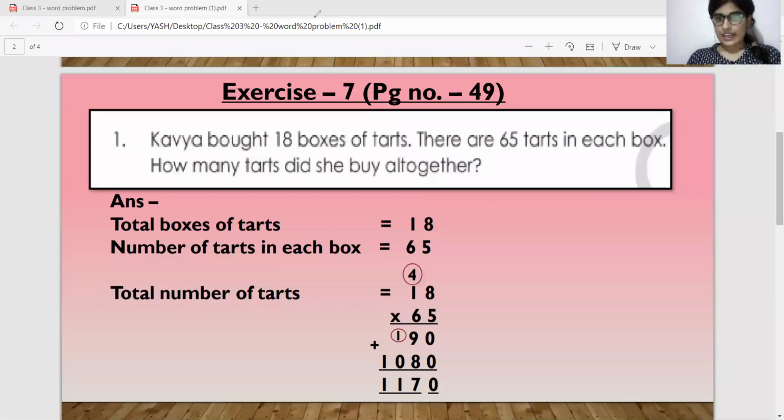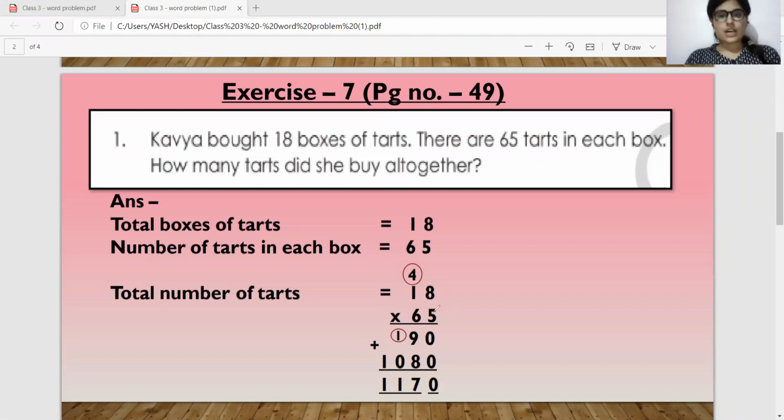For finding the answer of multiplication, what do we need to do? We need to multiply first this 5 with 18, and then we will multiply this 6 with 18. Okay. First start with 5. Why are we starting with 5? Because 5 is at what place? 5 is at ones place, na? Whenever we do multiplication, we always start from ones place. So multiply this 5 with 18.